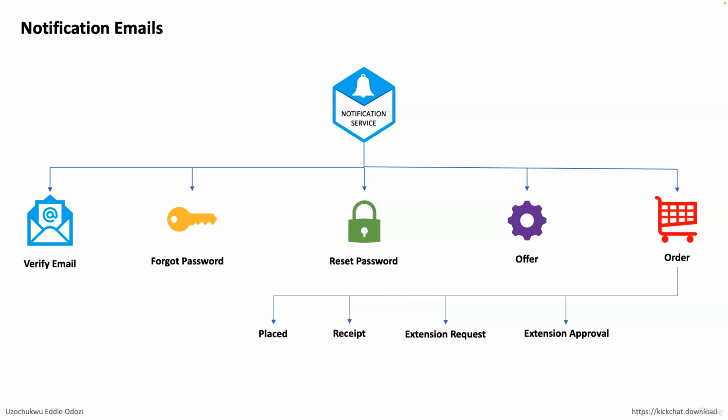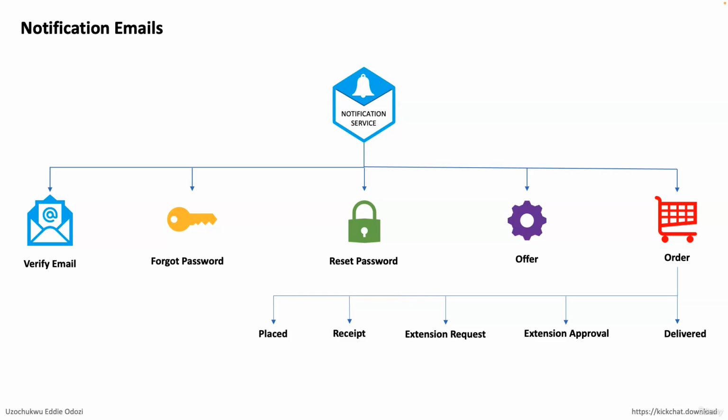Then the extension approval or rejection. If the buyer rejects or approves the extension requested by the seller, we are going to send an email to the seller letting them know that the buyer has approved or rejected the request. And then lastly, if a seller delivers an order, we need to send an email to the buyer letting them know that their order by the particular seller has been delivered.